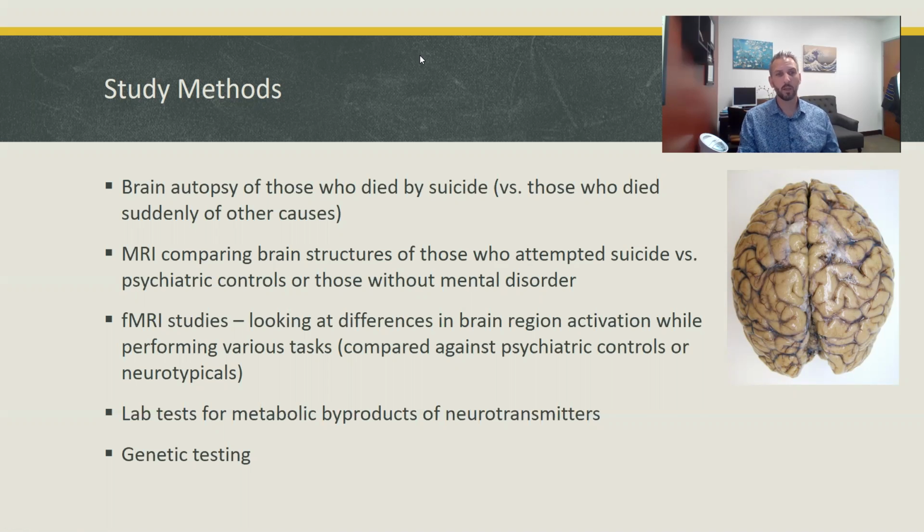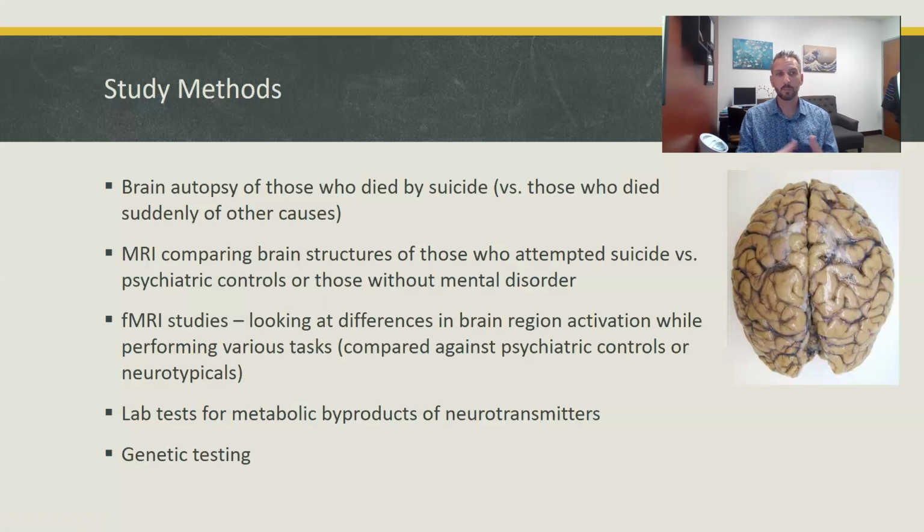A second one is MRI. MRI, magnetic resonance imaging, can give you an image that shows the brain structure of anyone. And this is done when people are alive, and you can compare people who attempted suicide versus psychiatric controls. Just like brain autopsies, you have to question, okay, who are we comparing them with? Oftentimes the studies compare those who attempted suicide versus those who have a mental disorder but have not attempted suicide.